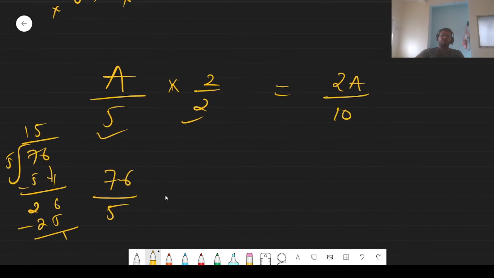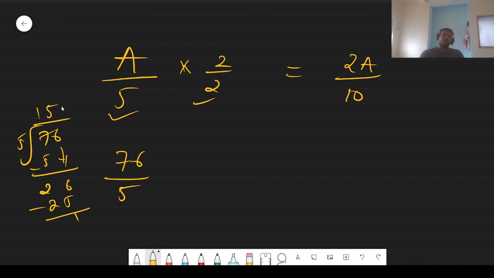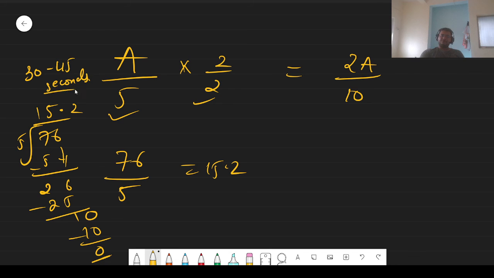Now I'm not able to solve further, but I want a perfect answer. What I can do is put a decimal point here, add a 0, and it will become 10, minus 0. So the answer is 15.2. But it took around 30 to 45 seconds if your calculation part is strong. If your calculation part is not strong, it can take around 1 minute to 1.5 minutes. And whenever you are appearing for an exam, each second is very crucial.